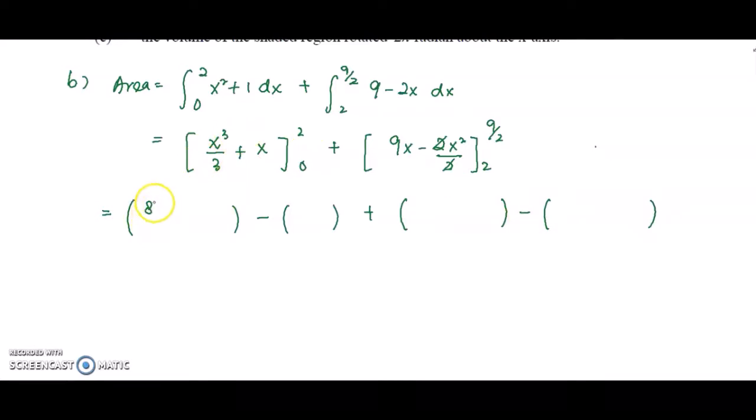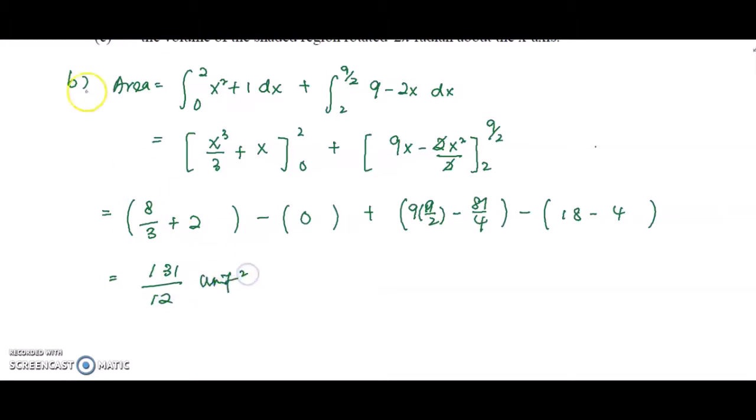So substitute 2, you have 8 over 3 plus 2. Substitute 0, you get 0. And put in 9 over 2, you have 9 times 9 over 2, minus 9 over 2 squared, which is 81 over 4. Put in the 2, you have 18 minus 4. Right, you get 131 over 12. 131 over 12 unit square for the area.